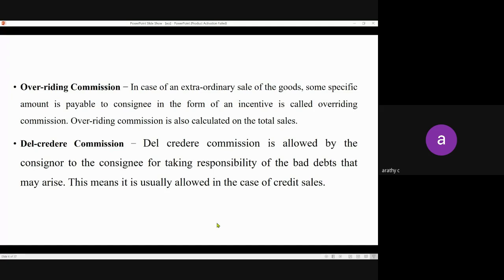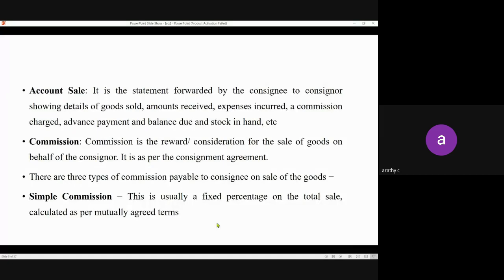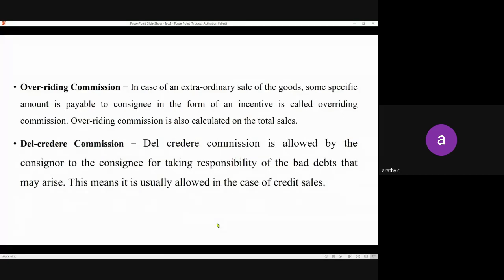So there are mainly three types of commission: simple, overriding commission, and del credere commission. In simple commission, you apply a fixed percentage on total sales. In the case of overriding commission, it is in the form of incentives for the extraordinary sale of goods. And the last one is del credere commission. It is for taking the responsibility of bad debt, and it is usually allowed in the case of credit sales. It is also calculated on the basis of total sales.